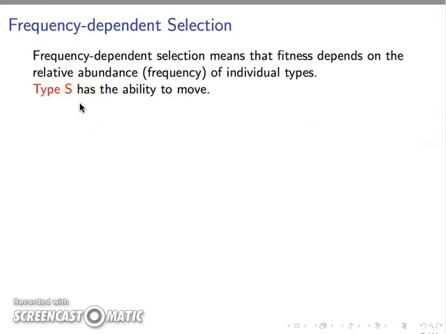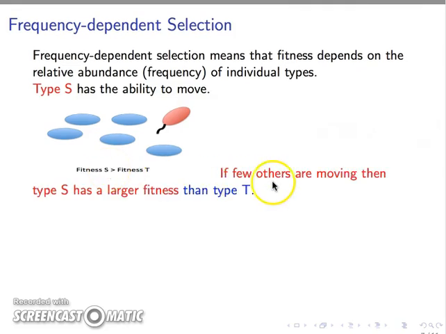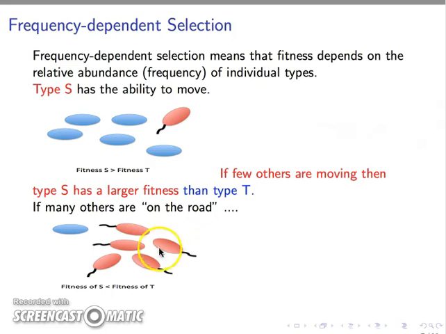Suppose that type S has the ability to move around. And this type S here in red has that little thingy there that allows that organism to move around. And if few others are moving, then type S has a larger fitness than type T. If many others are moving on the road, they act like a roadblock. This means that there's a lot of traffic. Then the fitness advantage is reversed.